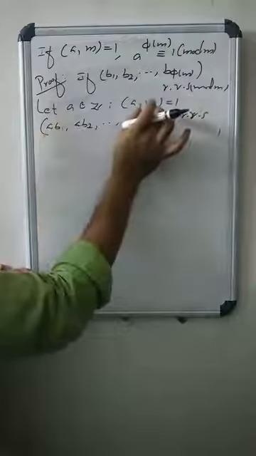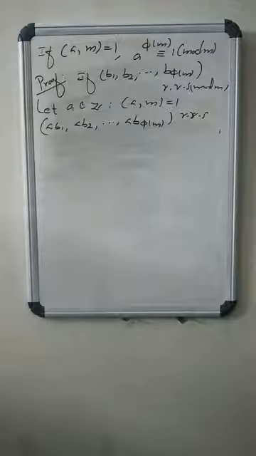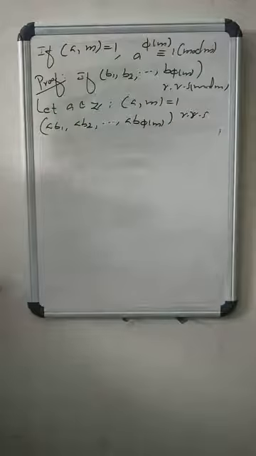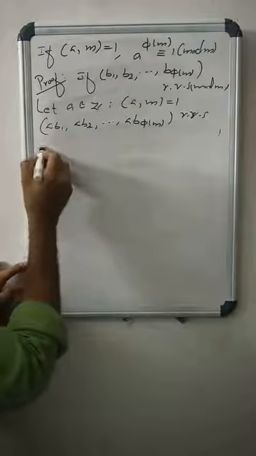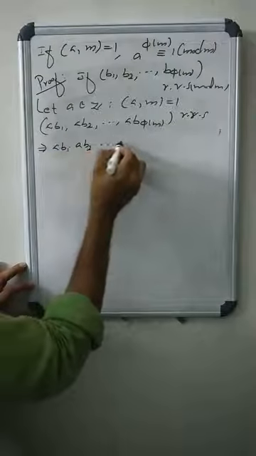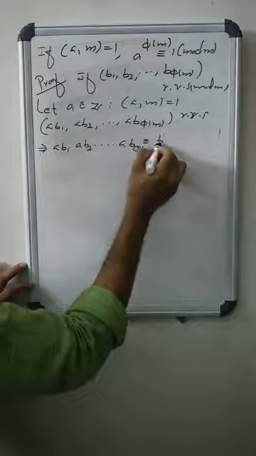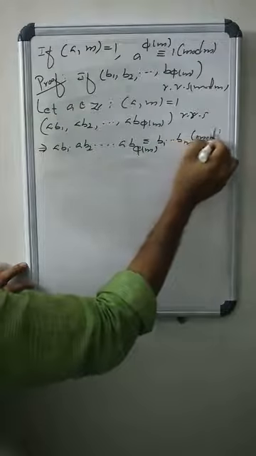Then since a and m are relatively prime, the multiples ab1, ab2, etc., ab phi of m also form a reduced residue system mod m. Then the product of all integers in the first set is congruent to the product of all integers in the second set. That means ab1 into ab2 into etc., into ab phi of m is congruent to b1 into etc., b phi of m mod m.